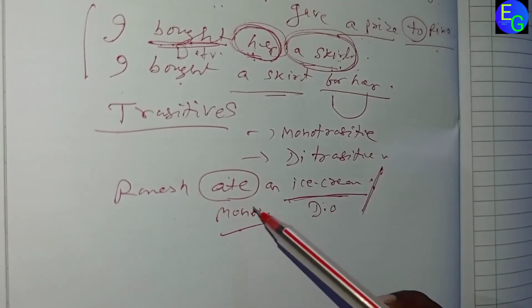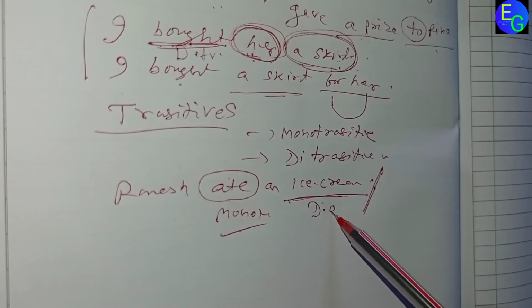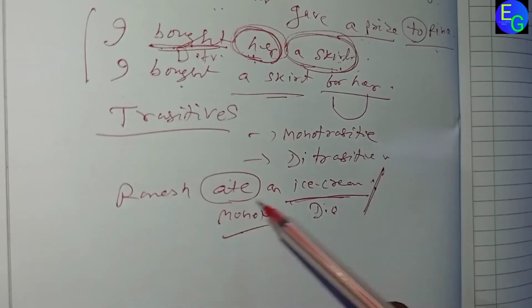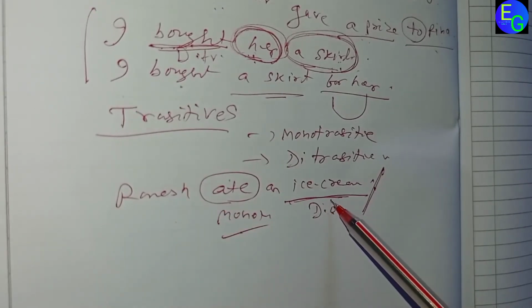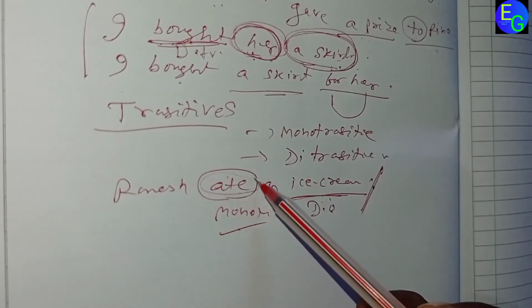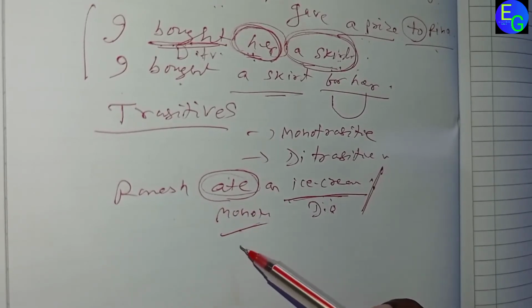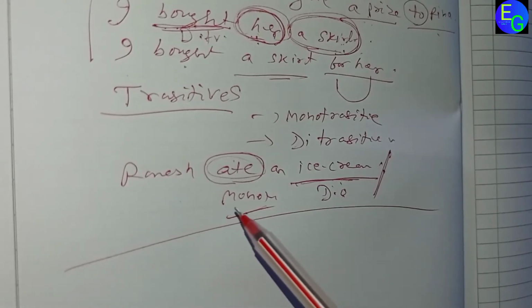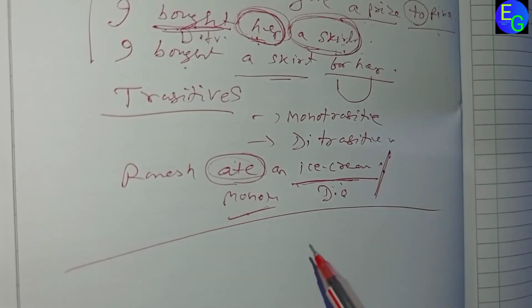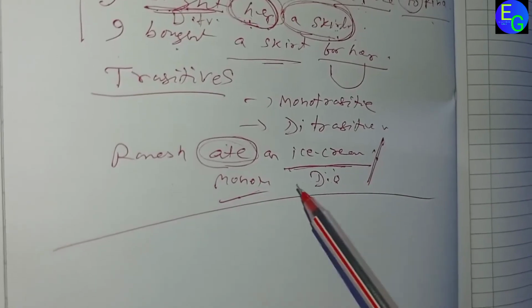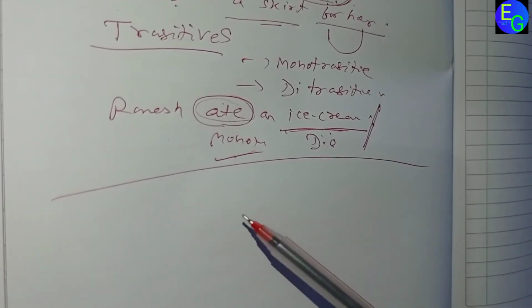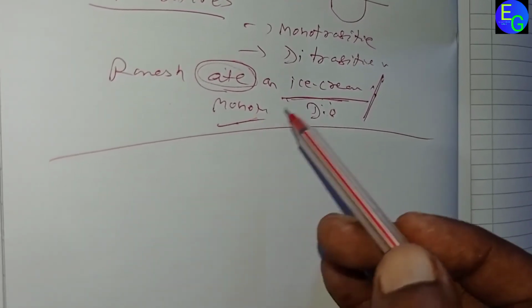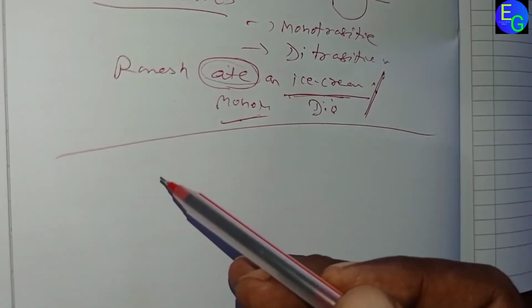So after that object, before that object there must be a verb, and the verb must be monotransitive. So in this way we came to know about the two types of verb, that is ditransitive and monotransitive, and also about the objects, your direct object and indirect object.